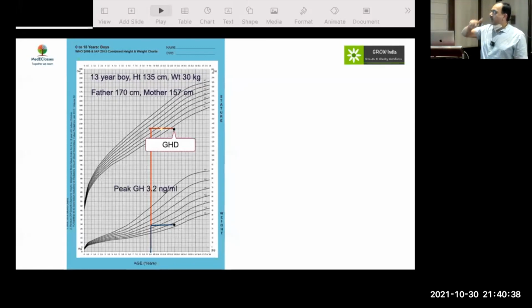So now what happened was that this child was diagnosed as growth hormone deficiency because his growth hormone level was found to be low. Do you think this is growth hormone deficiency? Why? Because this is peak growth hormone. This is stimulated growth hormone. I think what's important to remember here is that if it is growth hormone deficiency, the height would be much lower. It can't just be a borderline height.